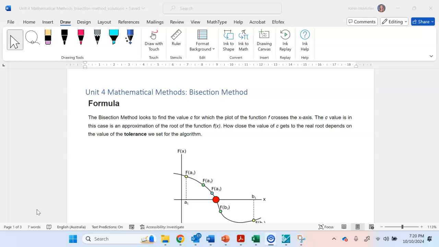So basically what we're doing each time is just finding the midpoint, separating the distance between 2 points into two.